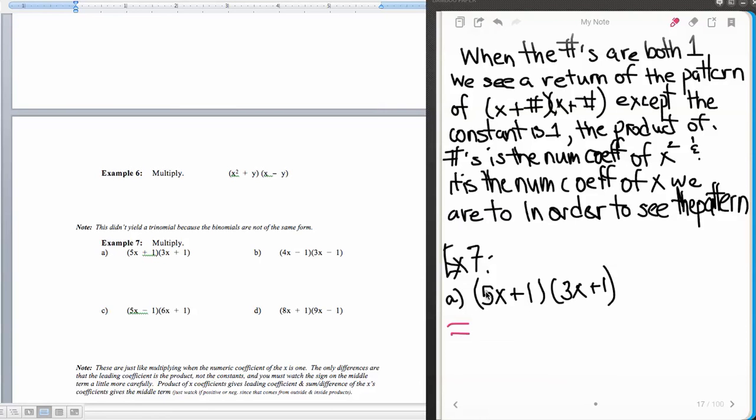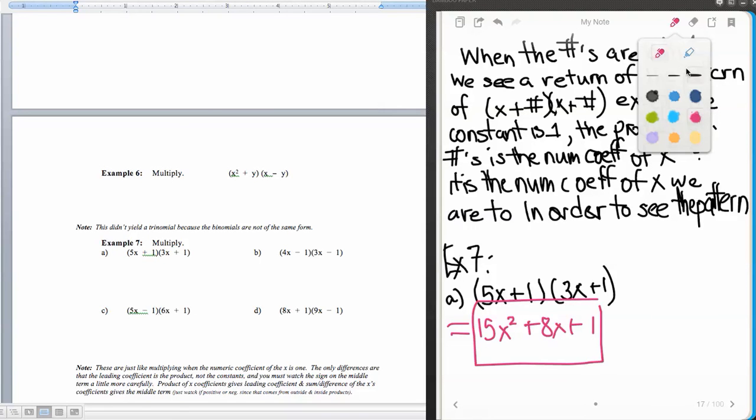So what I'm saying is that 5 times 3 is going to be our product here, giving us the x squared, and then 5 plus 3 giving us the 8 is going to be our middle term, and then the last term, 1 times 1 is 1. So we're doing the same shortcut that we did before, it's just that the constant is not our product, it's the numeric coefficient of our x squared. So let's go ahead and FOIL this out to show you the same thing.